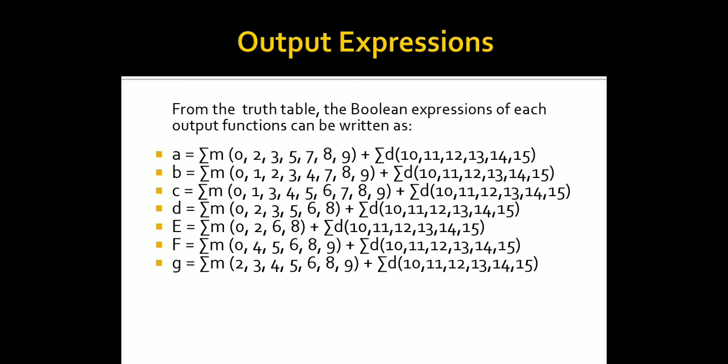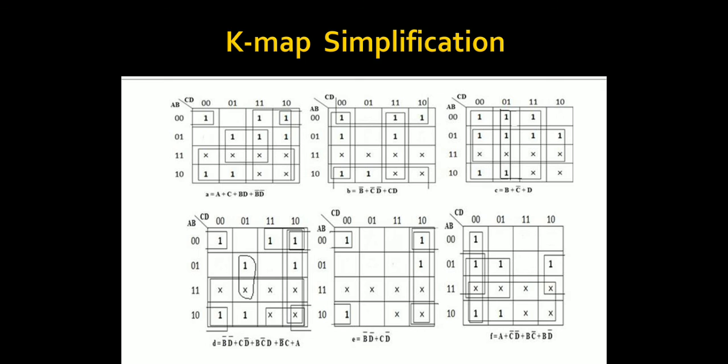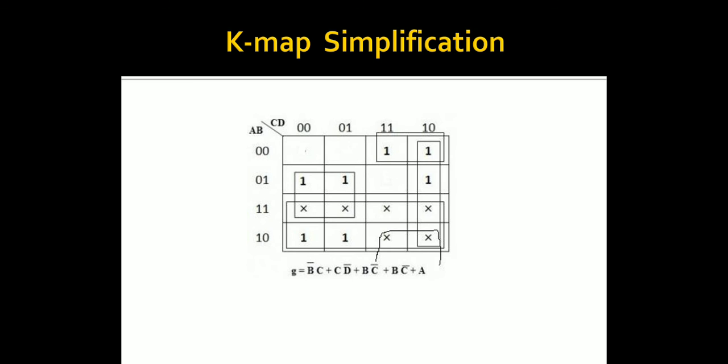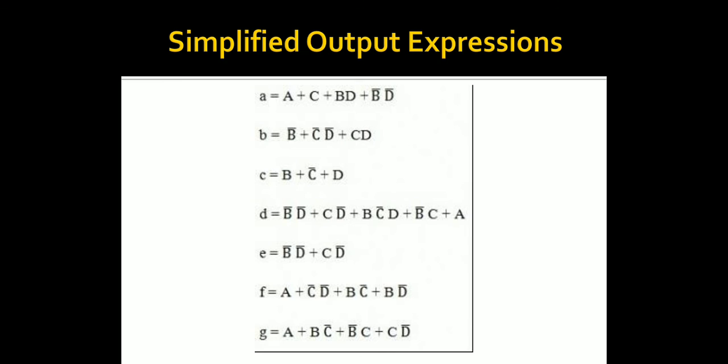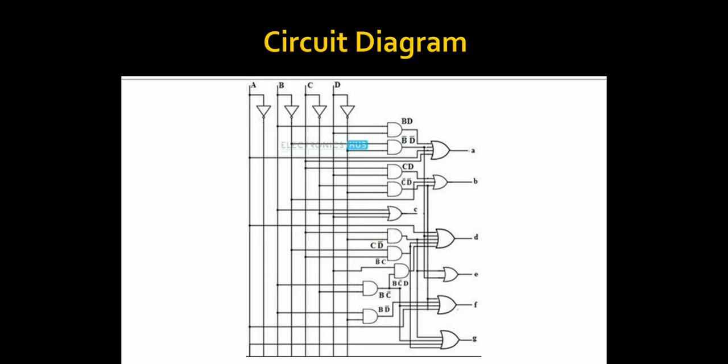Next job is to simplify them using K-map. These are the K-maps for expressions a, b, c, d, e and f. You can simplify them. This is for g. After simplification, these are the expressions a to g. All these are the simplified expressions, and you know how to simplify using K-map. And after this, the next job is to draw the circuit diagram for it. This is the circuit diagram for BCD to 7 segment display.